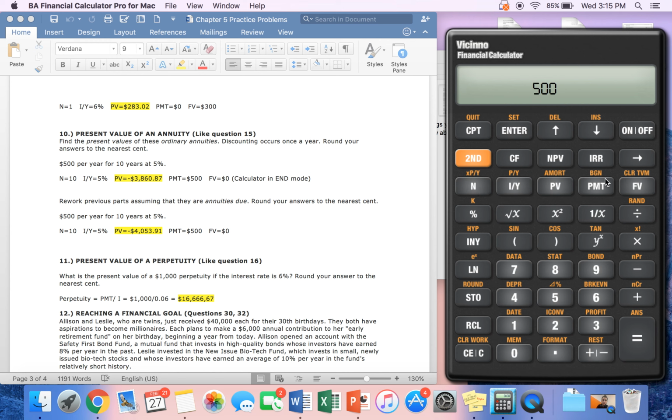Plug in 500 for your payment, 0 for your future value, and you discover that the present value of this $500 annuity for 10 years today is really worth roughly $3,800, okay? The next question though, and in your homework it gives you several parts of this question. It's really just practice and muscle memory.